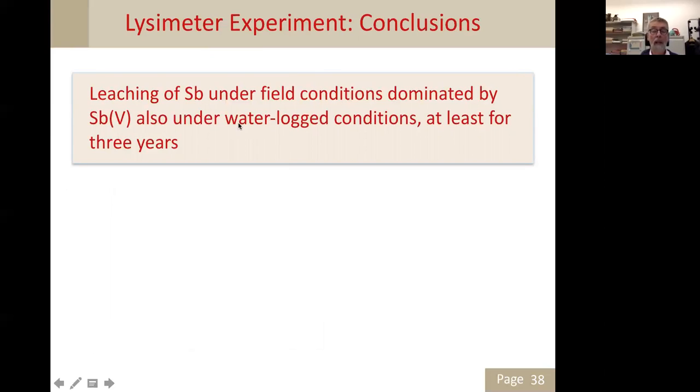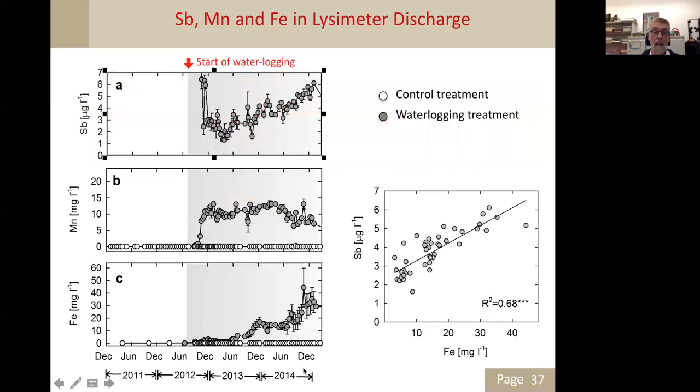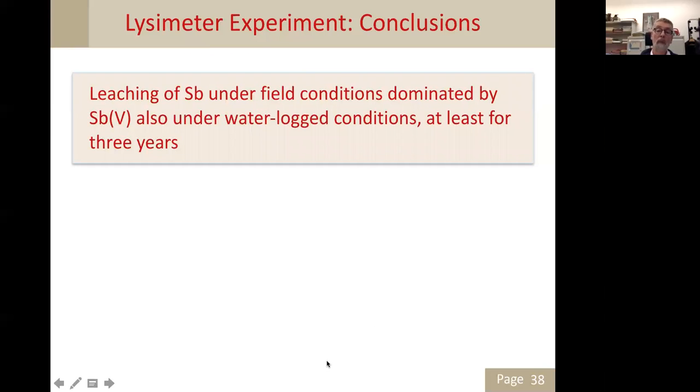So I come to the final conclusions. The leaching of antimony under field conditions was dominated in the lysimeters by antimony 5, also under waterlogged conditions, at least for the 3 years when we observed. We observed until the end of 2014. We continued until spring 2015 to have 3 years, but nothing really changed much more.